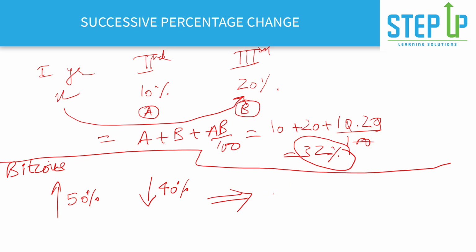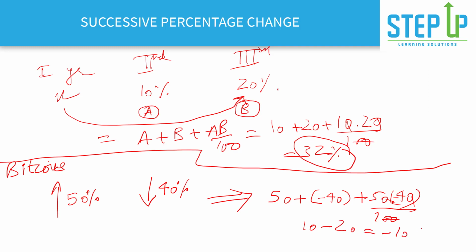So how will you do it? Same formula, A plus B. Now B in this case is minus 40, plus AB, so 50 into minus 40 upon 100. So how much does it become? This is 10, these two zeros gone, 10 minus 20. So it's actually minus 10%. So basically you are at a loss of 10%. So that is the simple concept of successive percentage change.